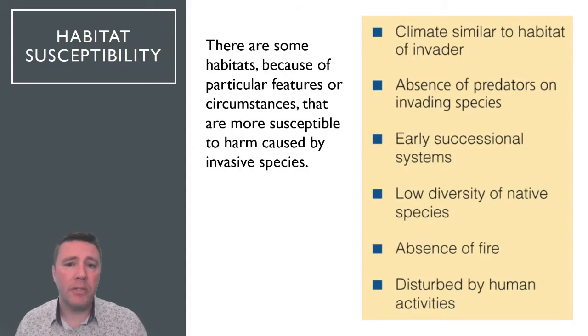Habitats that have climates that are similar to the invading species. If that habitat doesn't have any predators that might prey on the invasive species. If the habitat is in the early stages of succession and is open to those pioneer species. Also, habitats that have a relatively low biodiversity are more susceptible to invasive species. A lack of fire and disturbances caused by humans also increase the possibility that non-native species can become invasive in a habitat.